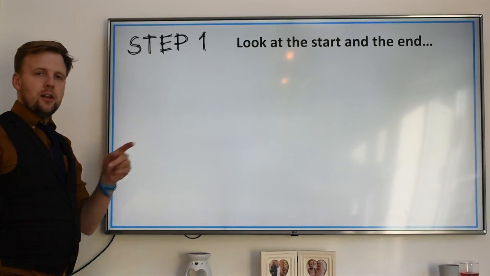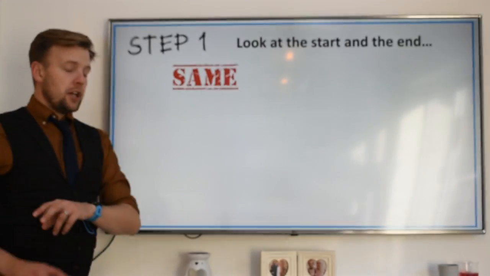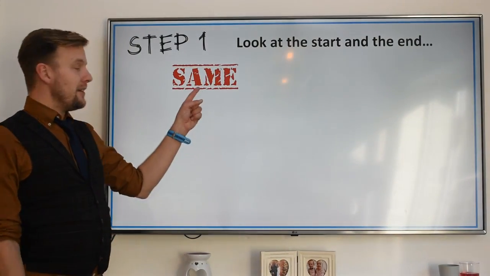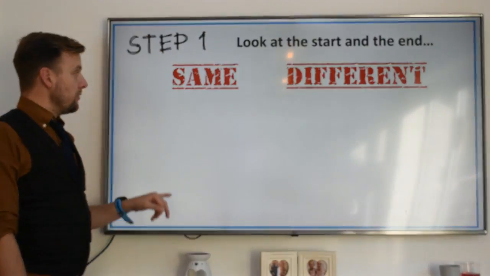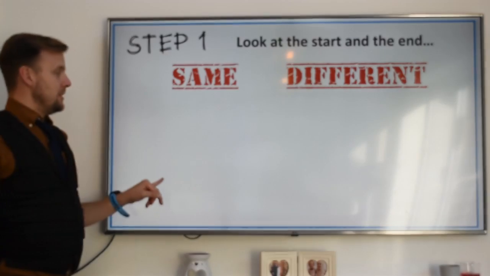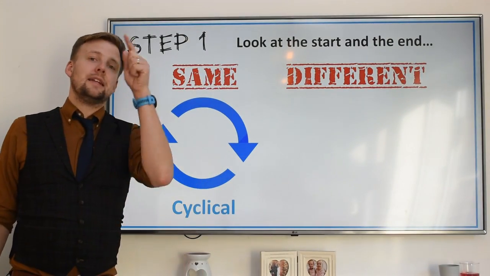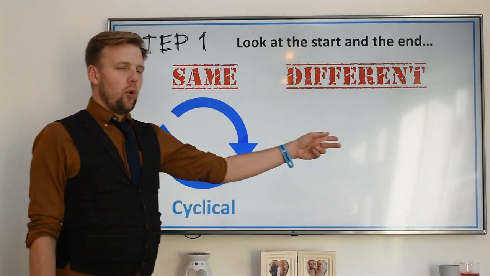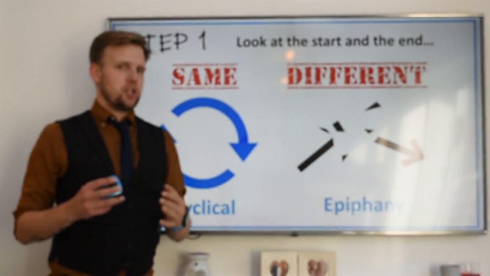Step 1, look at the start and the end, okay? Now, if you look at the start and the end, there can only possibly be 2 things. They'll either be the same or they'll be different. Now, in English world, we've got a fancy name for this. If they're the same, it's called a cyclical structure. The start is the same as the end, it's a cyclical structure. Or, if they're different, that means there's been an epiphany, there's been a dramatic change.